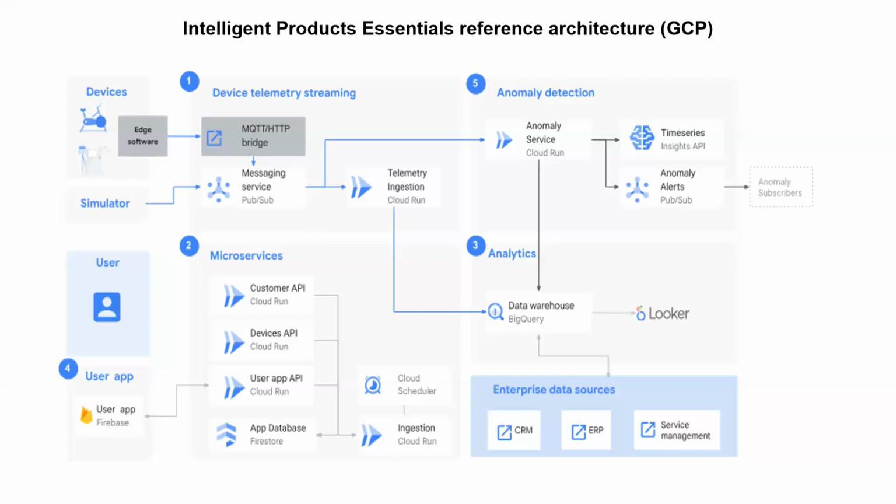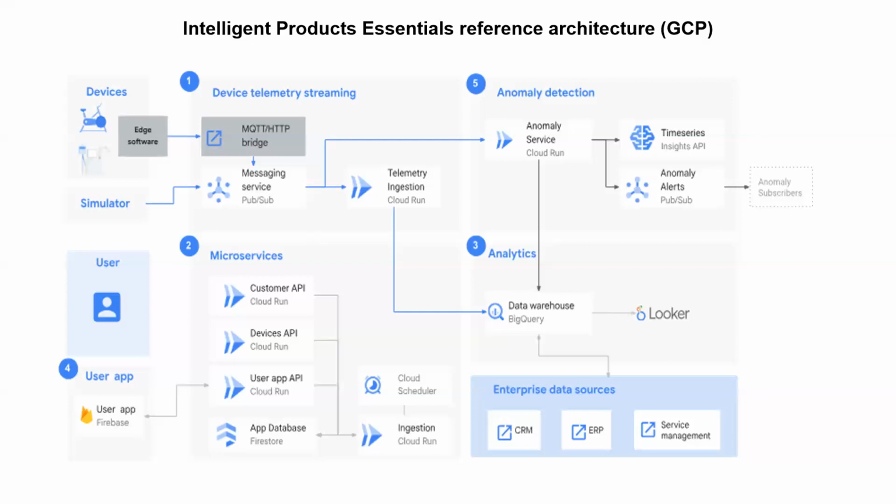And then for anomaly detection, we are using Pub/Sub, which can be used for various subscribers. And Cloud Run is there. The anomaly detection service runs in Cloud Run and uses the time series insights API or other backend services to analyze the telemetry data. When an anomaly is detected, the service generates records in the data warehouse as well as alerts in Pub/Sub that can be used by various subscribers.